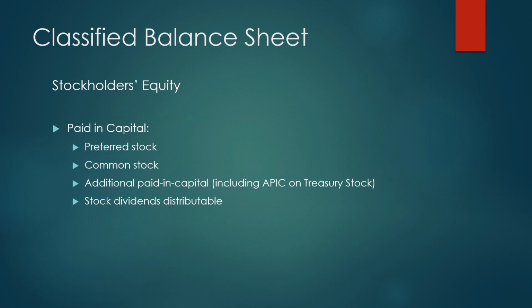In the stockholders' equity section, you're going to have your paid-in capital section and your earned capital section. In the paid-in capital section, you would include your preferred stock and common stock accounts, as well as any additional paid-in capital accounts, including additional paid-in capital on treasury stock. Stock dividends distributable are also reported in the paid-in capital section.